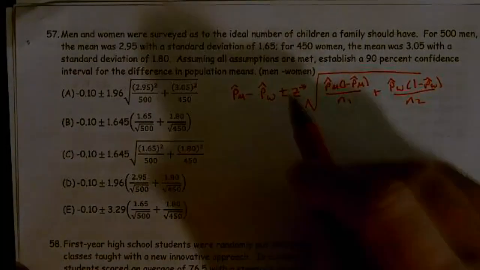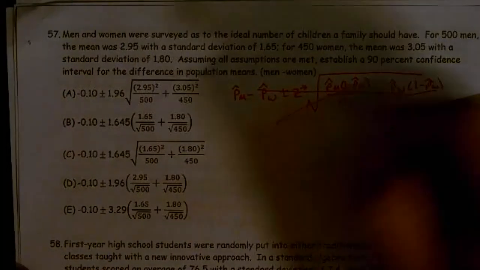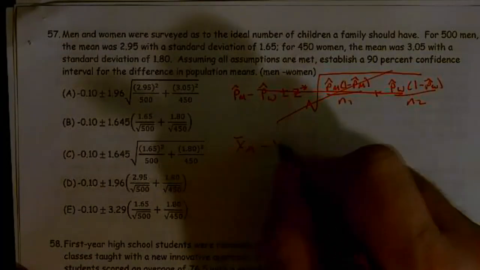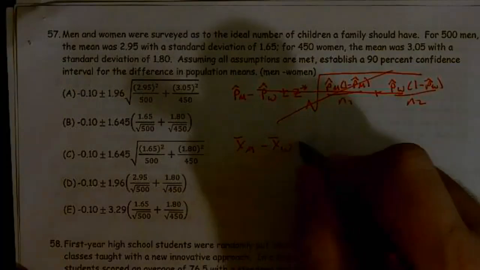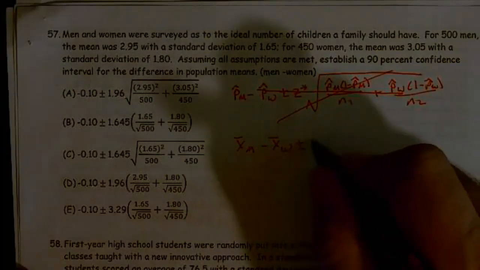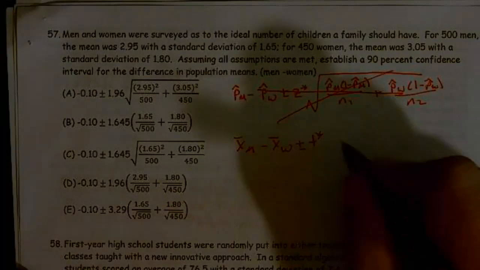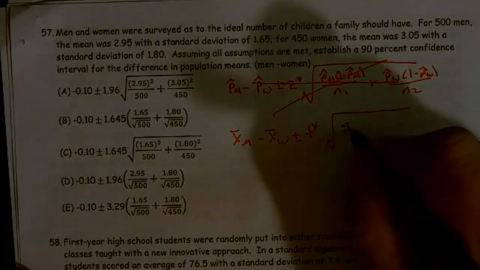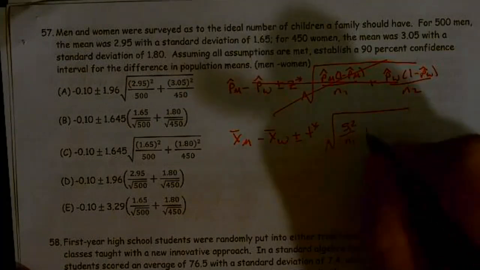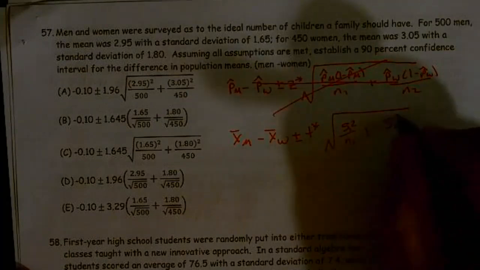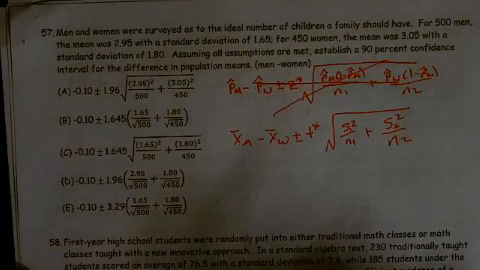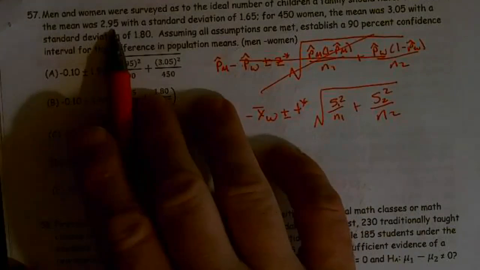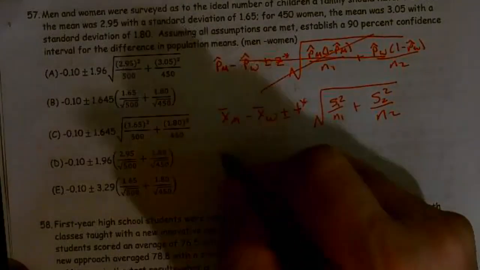In this case, this was not the correct formula. This should be x bar for men minus x bar for women plus or minus t star times the square root of s1 squared over n1 plus s2 squared over n2. All right, so we have a sample mean of 2.95 for the men.